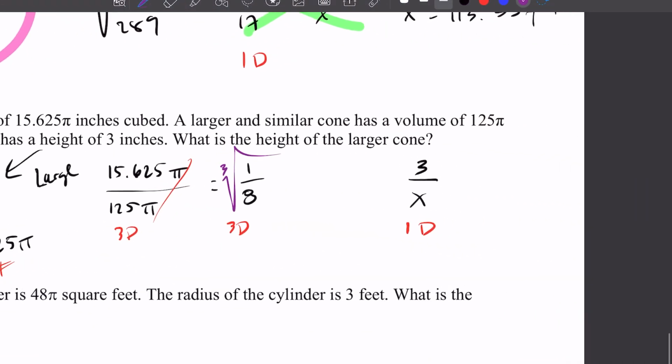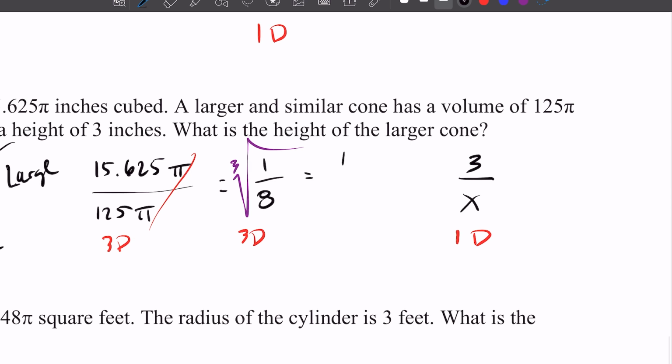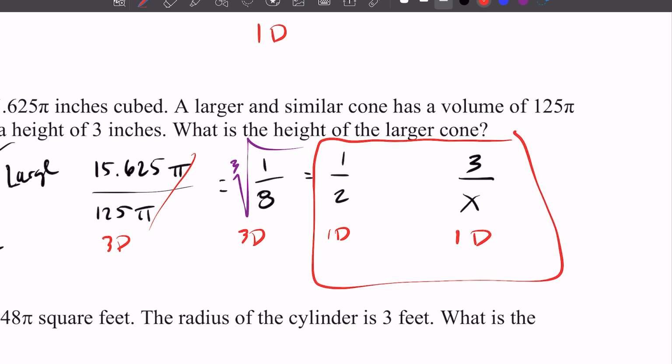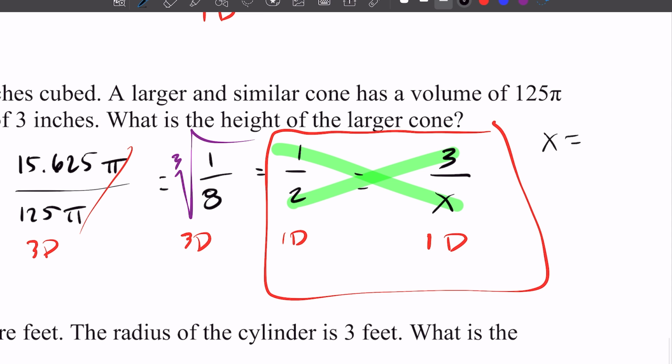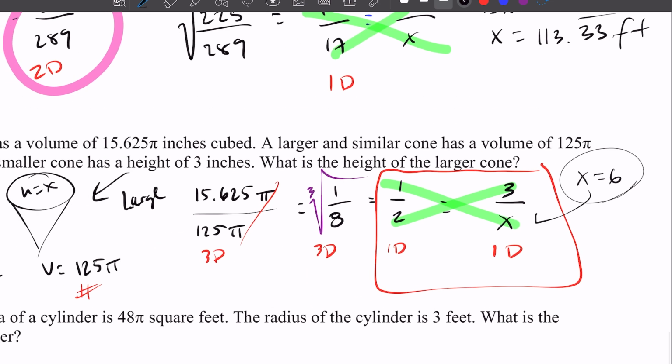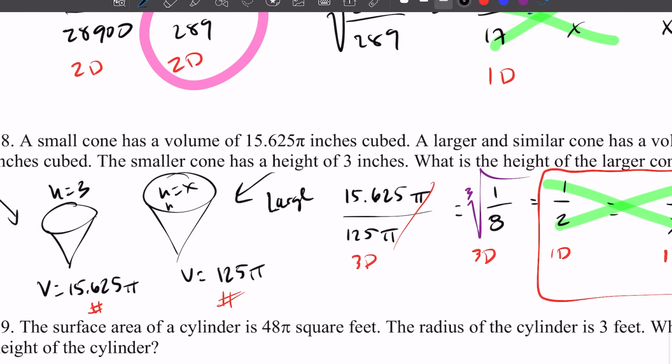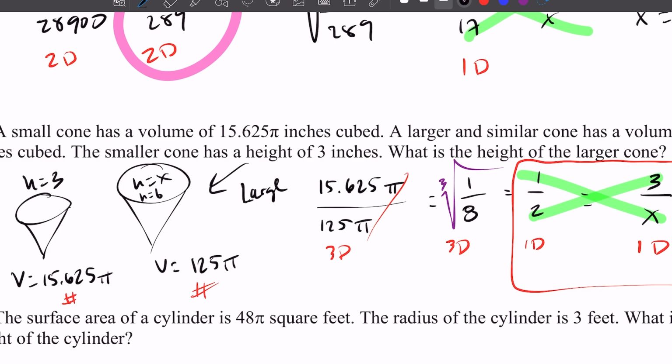Okay, so changing this to 1/2, which is now my one-dimensional ratio. Okay, so now I can work with this stuff here. I can go ahead and set them equal to each other because the ratios are the same. Let's cross multiply here. So 1 times x, of course, that's x, and 3 times 2 is 6. So x is equal to 6. That's what we're trying to figure out. That's the height of the larger cone, right? So the height of the larger cone is 6 inches. So h is equal to 6 inches.